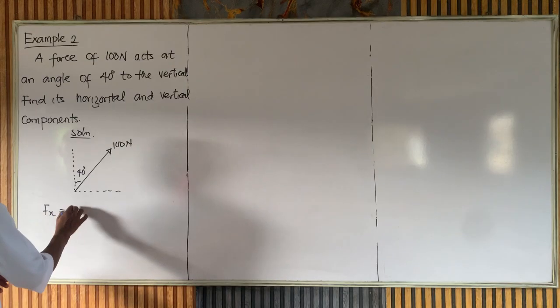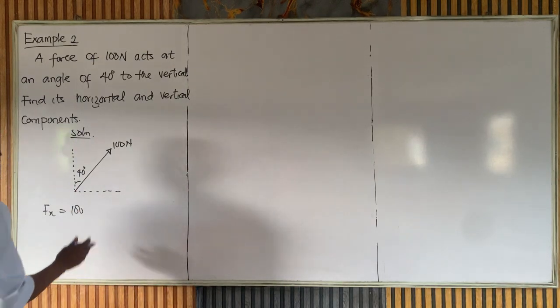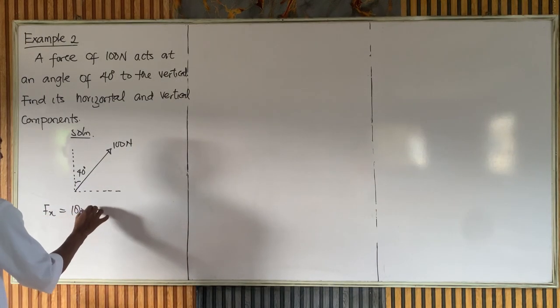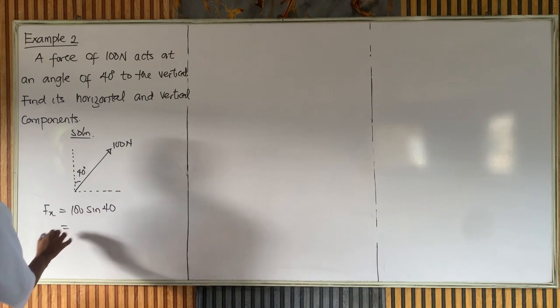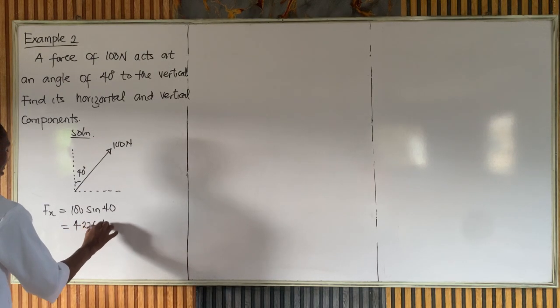Just say this is 100. Now, I'm resolving horizontally towards where there's no angle that lies there. You can't see the angle. The angle is not given. It is 100 sin 40. And this is going to simply be 4.226 Newton.